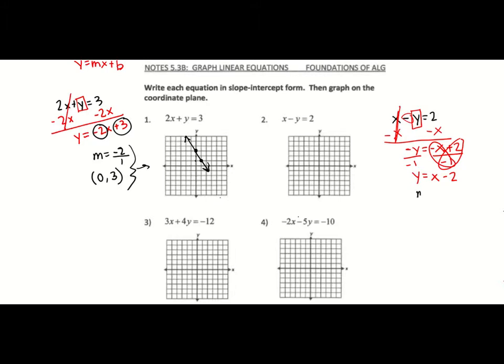I'm going to start with my slope. There's always a 1 out front of that x, so I have 1 over 1 as my slope. My y-intercept is going to be 0, comma negative 2. Now I can go over to my graph, start with my y-intercept first, which is 0, comma negative 2. And then my slope is 1 over 1, so I'm going to go up 1 and over 1.